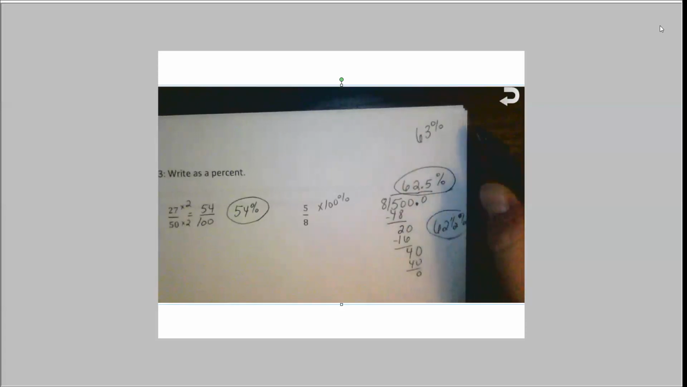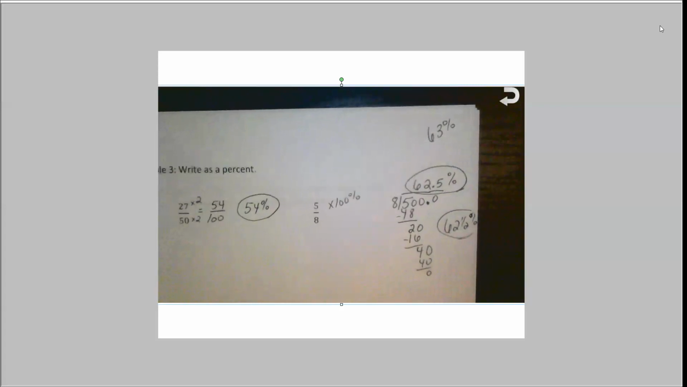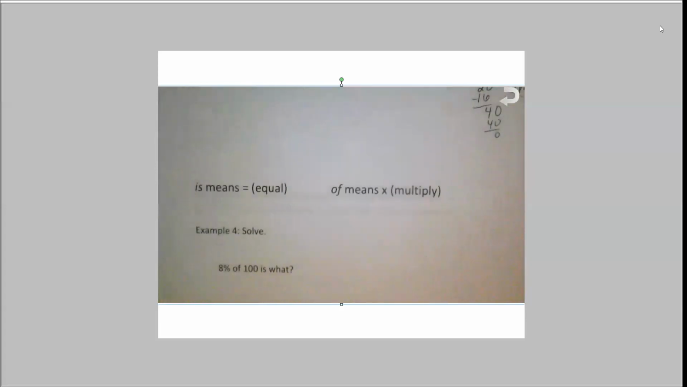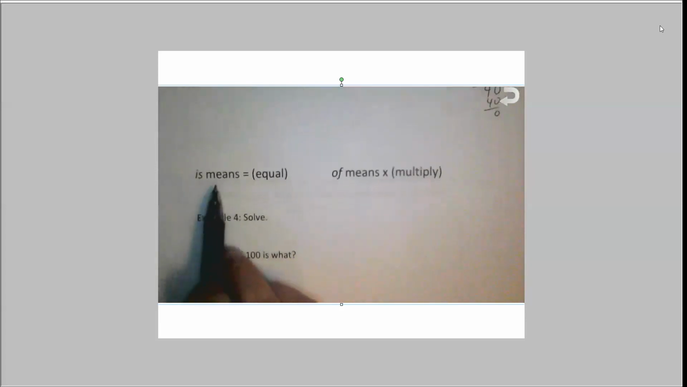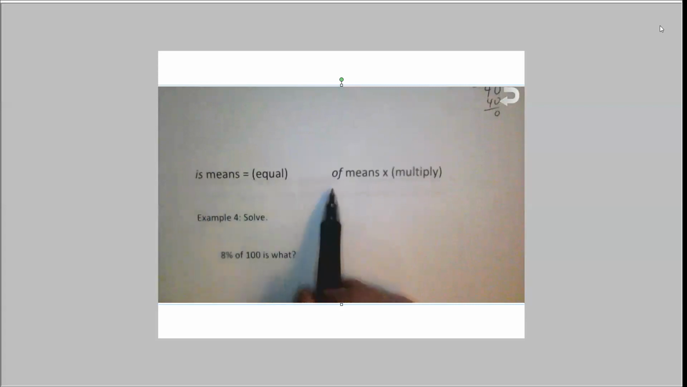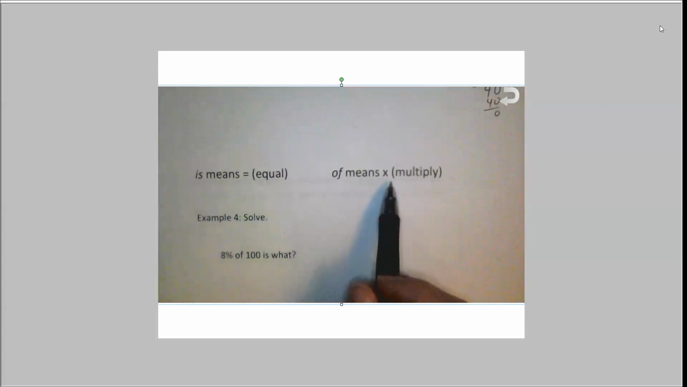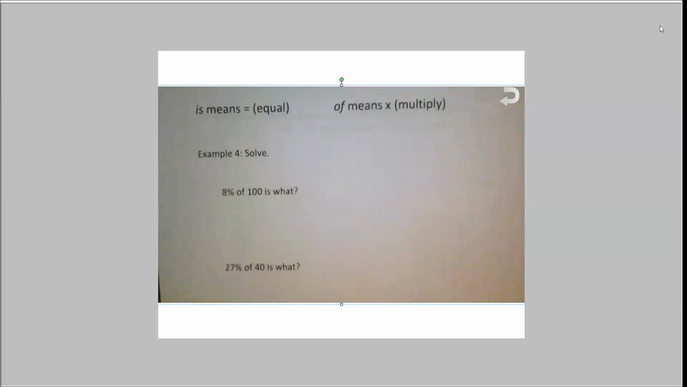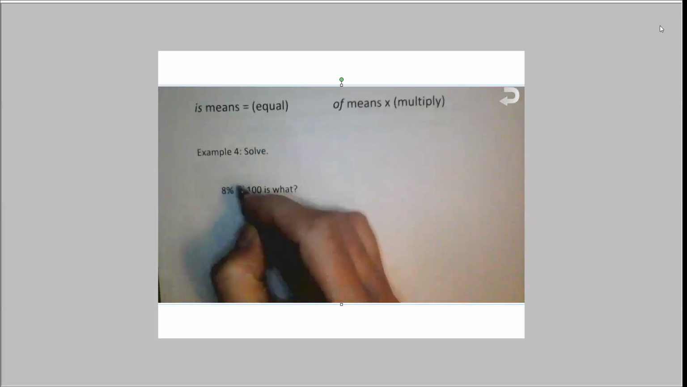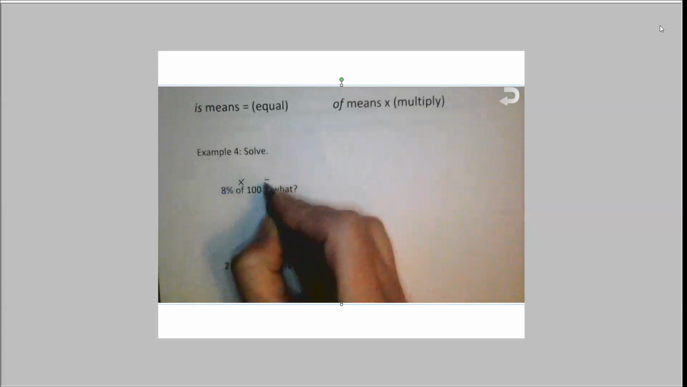So just be careful to pay attention to how it asks you to give that answer. All right, so a couple of vocabulary words for math. Anytime you see the word is, that typically means equal, and of normally means multiplication for us. So we're going to look at a couple of word problems here that incorporate those words, and we're going to set up an equation from this statement, and then we're going to try to solve for the missing part. So remember, of means to multiply, is means equal.